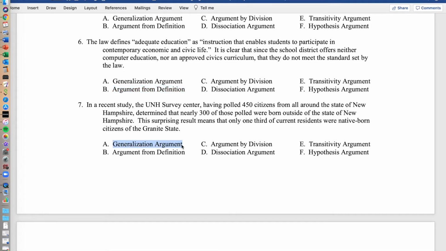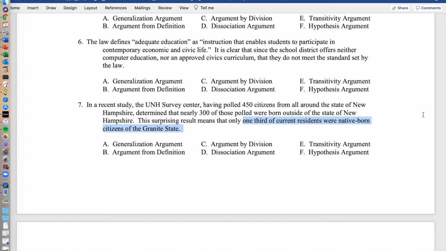So if we think about the parts of this argument, the generalization claim here is that 1/3 of the current residents were native-born citizens of the Granite State. But obviously the survey didn't poll every one of the 1.5 million citizens of the Granite State. It polled only 450. And of the 450, determined 300 were born outside the state. So the sample is the 450 citizens that answered the survey. The projected property was the 2/3 of the citizens found to have been born outside the state of New Hampshire.